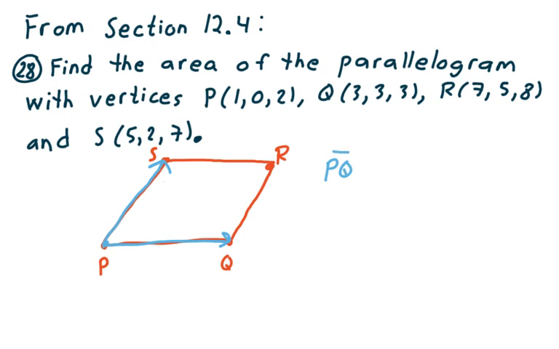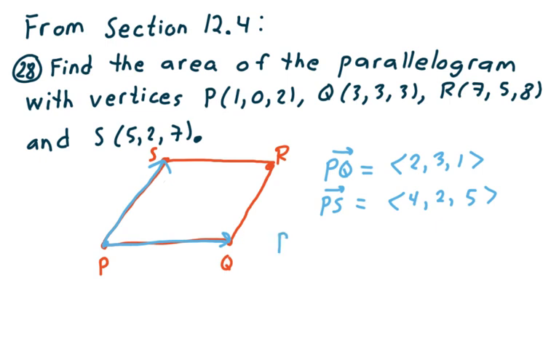Okay? Now, PQ is the vector 2, 3, 1. PS is the vector 4, 2, 5. Now, if I take the cross product of PQ with PS and then take its magnitude, that will give me the area of this parallelogram.